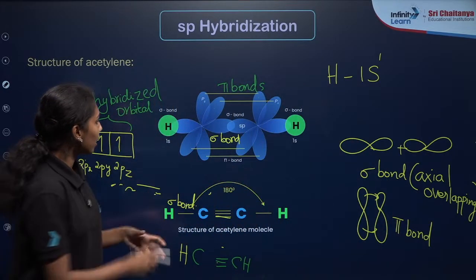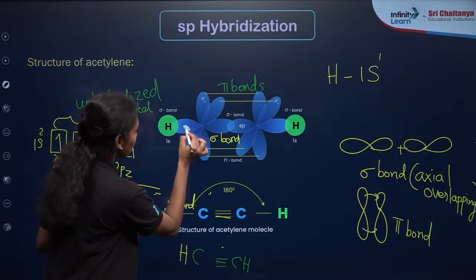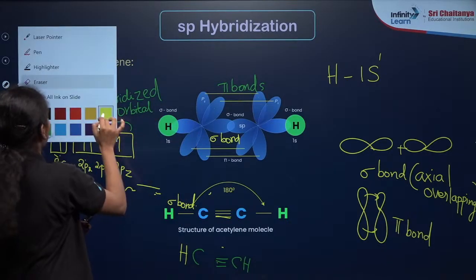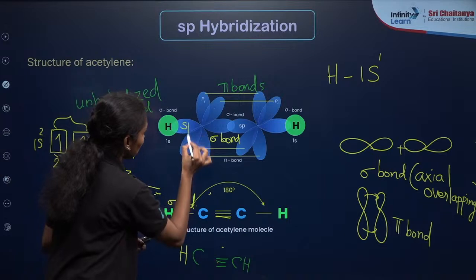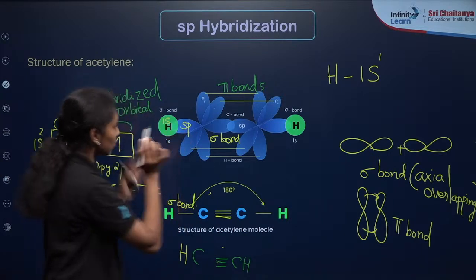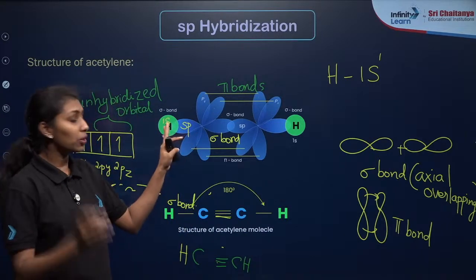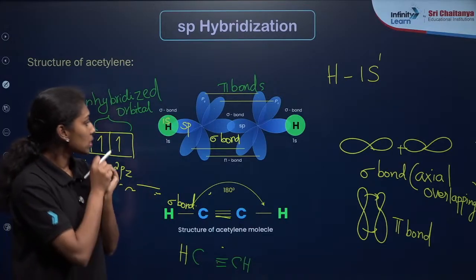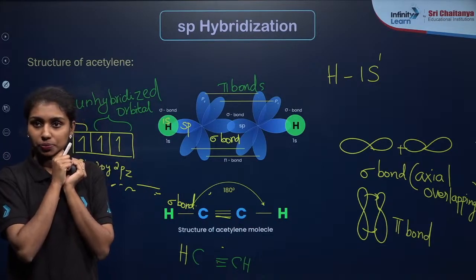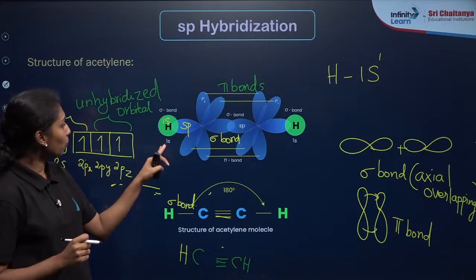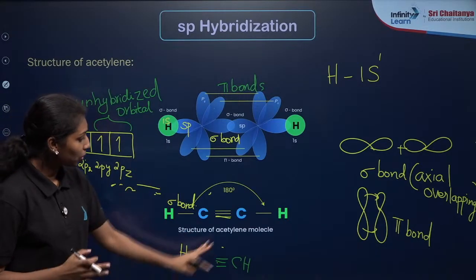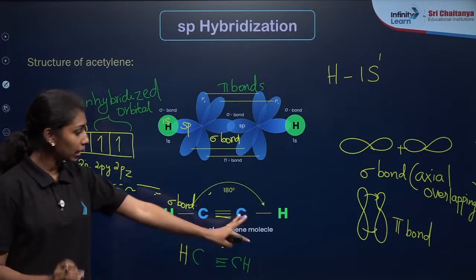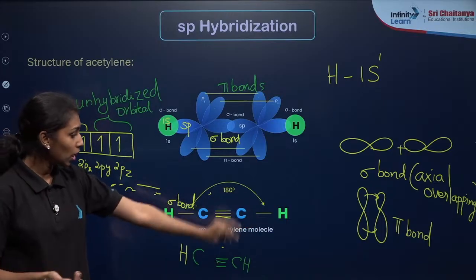So what you are observing here, this is the sp3 orbital of carbon, and this is the 1s orbital of hydrogen. So they will form the sigma bond only, because there is a chance of axial bonding only, or head to head overlapping only, right? That's why they are forming the C-H sigma bond. So whenever you are asked about the bond between carbon and hydrogen, it will be a sigma bond only.